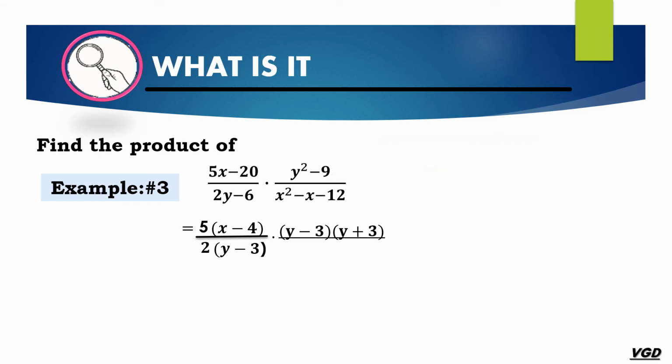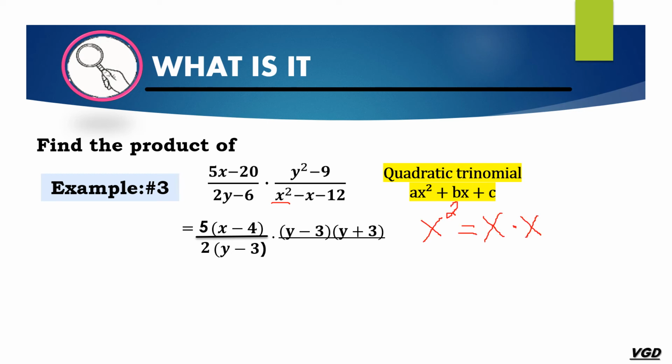For the denominator of this second expression, x squared minus x minus 12, as you can see, it is a quadratic trinomial in the form of ax squared plus bx plus c. So the first step that we are going to do is to factor the first term, which is x squared. So it will become x times x. Then, we have to list all the pairs of numbers with a product equal to negative 12.